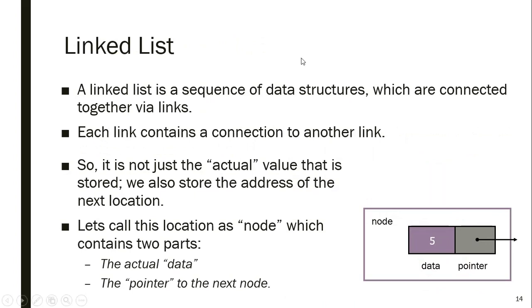So a linked list is a sequence of data structures which are connected together via links, and each link, let's say it a node, contains the connection to other link, and these are controlled by pointers in C and C++ and in Java. So it is not just the actual value that is stored, we also store the address of the next location. So let's call this location a node, which contains 2 parts, actual data and the pointer to the next node. So I hope you understand how it is carried out now.